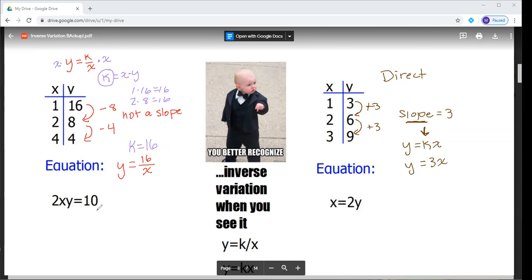2xy equals 10. Well, what kind of format can we get this into? Maybe we need to have y on one side, so we're going to divide by 2x on both sides of our equation. And when we divide by 2x, we end up with y is equal to 10 divided by 2, which is 5, but 10 divided by x, we just have to leave it down there. There's nothing we can do with it, right? y equals 5 over x. So we know that this is not direct variation, okay? So it's inverse variation, right? Inverse.